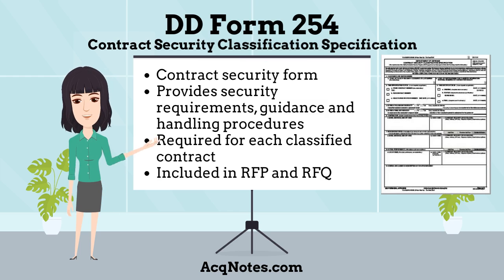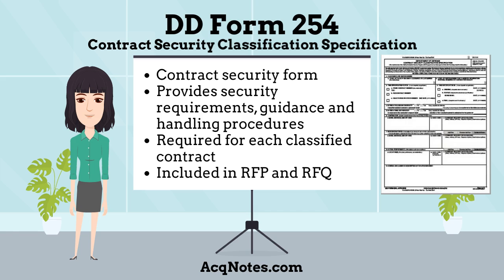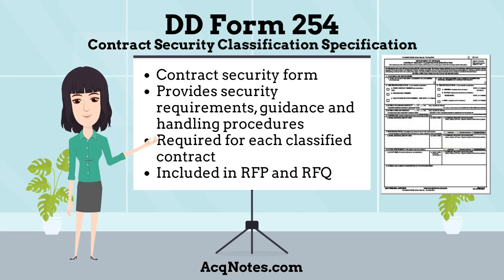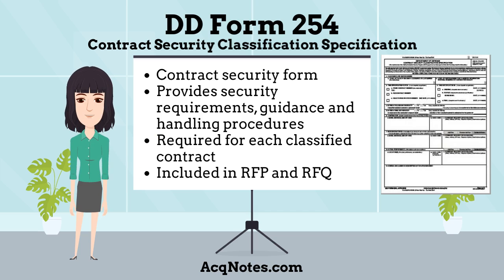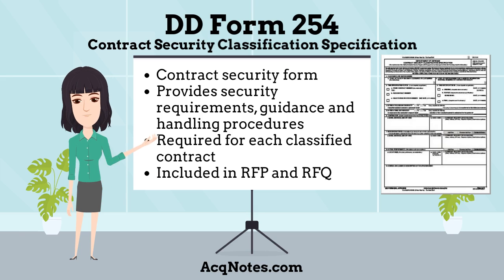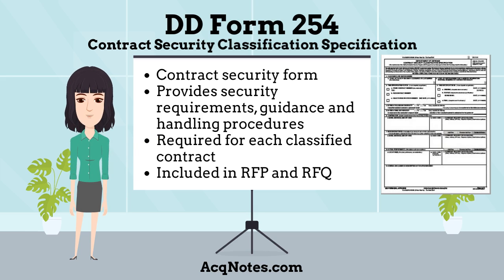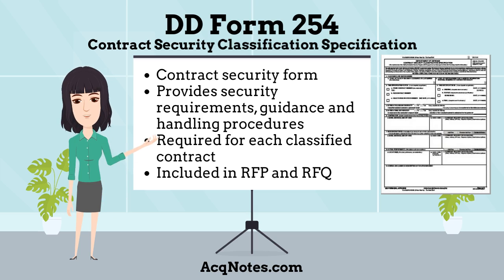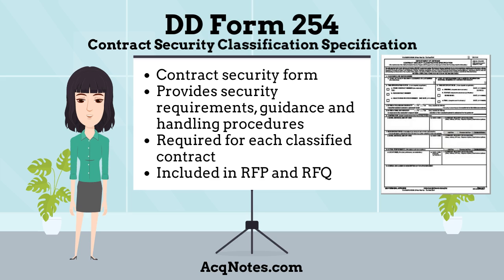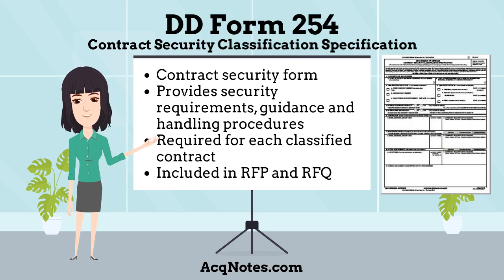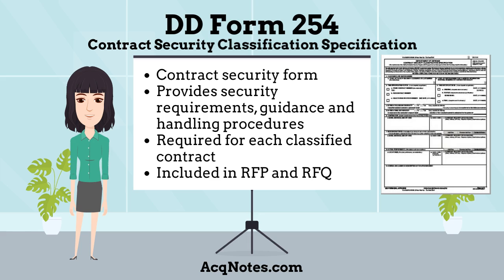The Department of Defense (DD) Form 254, titled Contract Security Classification Specification, provides a contractor, or a subcontractor, the security requirements, classification guidance, and handling procedures for classified material on a classified contract. Federal Acquisition Regulations requires that a DD Form 254 be incorporated in each classified contract. Also, the National Industrial Security Operating Manual requires that a DD 254 be issued by the government with each request for proposal, or request for quotation.